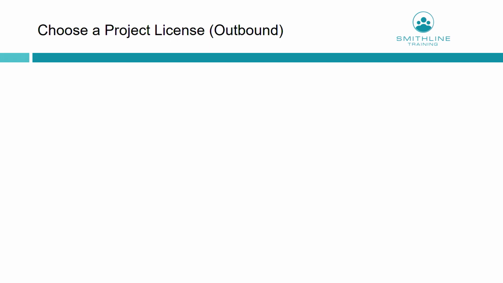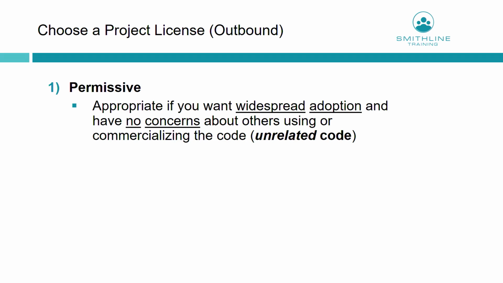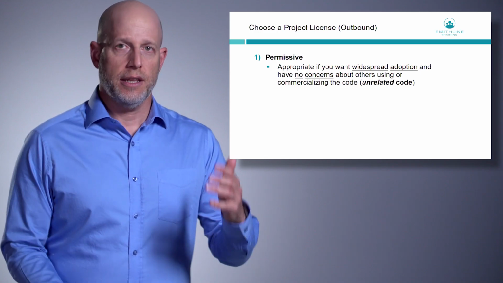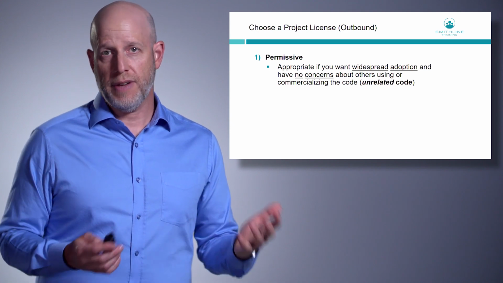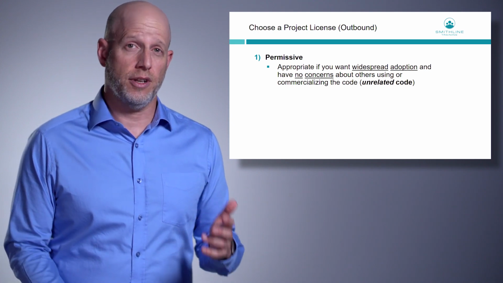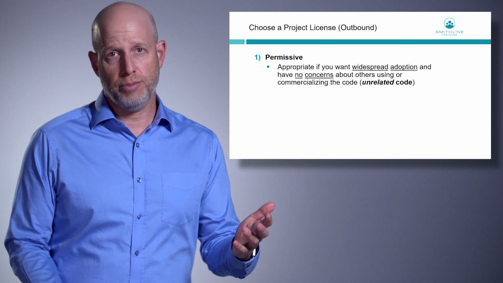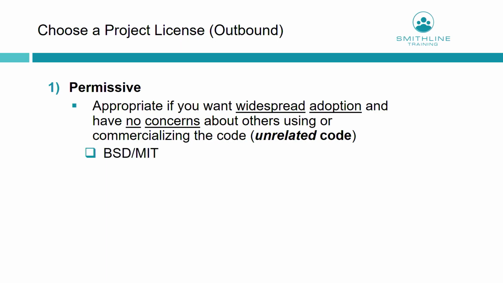So let's focus in on this question about choosing a project license. And again, this is the outbound license under which the project code will be made available to the world. And here you really have two options. The first is a permissive license. And this is appropriate if you want to have really widespread adoption of the code and you have no concerns about how anybody uses the code. So this would be most appropriate for unrelated code. As we know, permissive licenses don't really ask much of the licensee. If you redistribute the code, you must give attribution, but that's typically the only major obligation under those licenses. So if what you're seeking to do is have the most widespread adoption of the open source code you're releasing, then you're likely going to want to choose a permissive license.